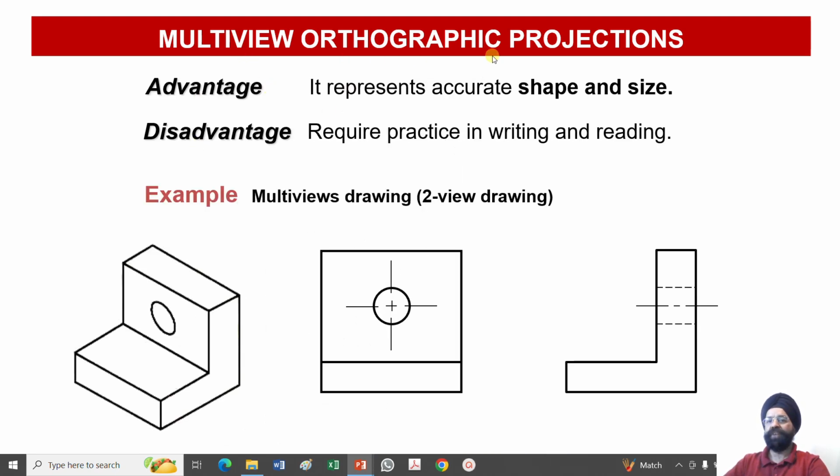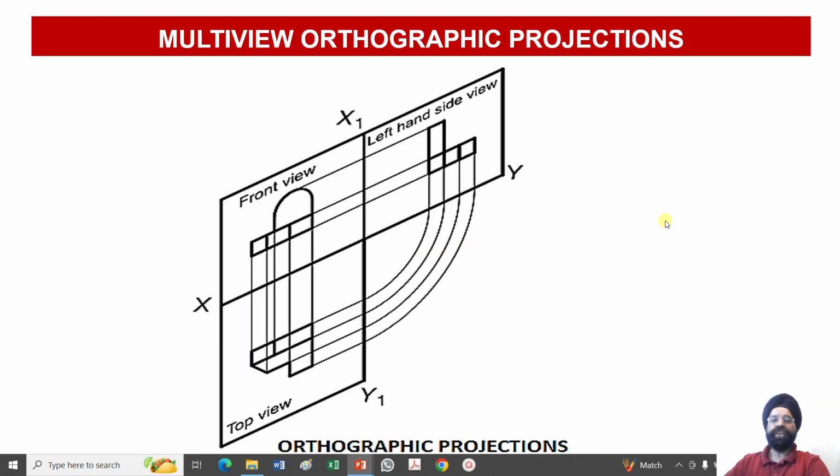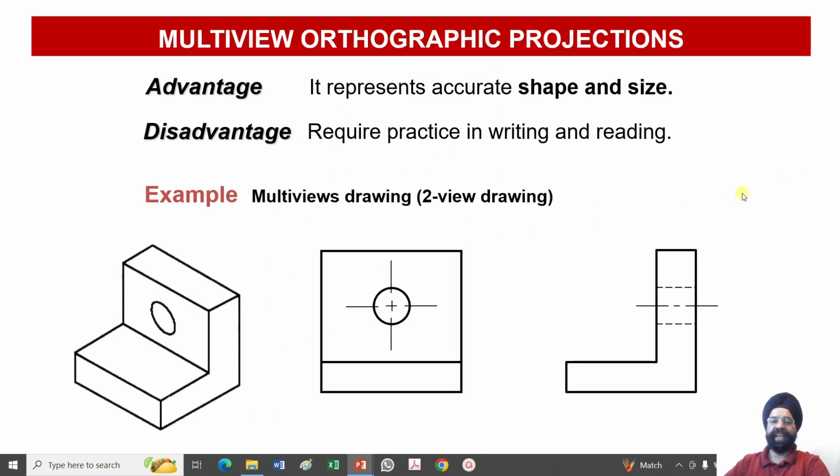So the benefits of the multi-view orthographic projections, they give you the accurate representation of shape and size, but obviously because multiple views they are drawn, so proper knowledge and understanding will be required. So again, you can see we have drawn two views over there. One is the front view and another one is the side view.